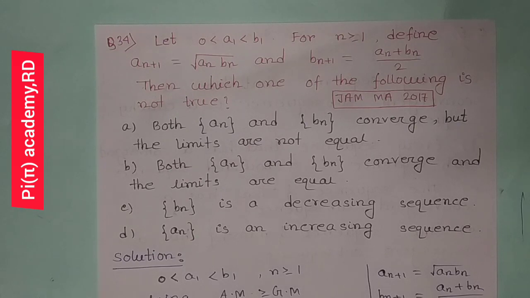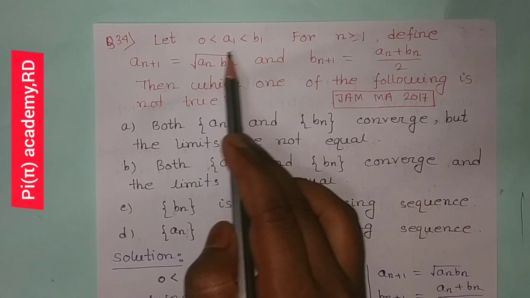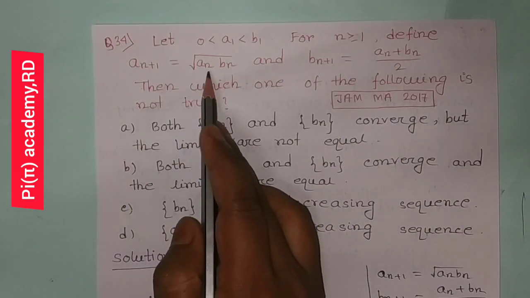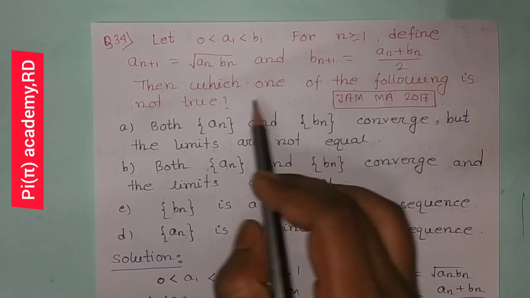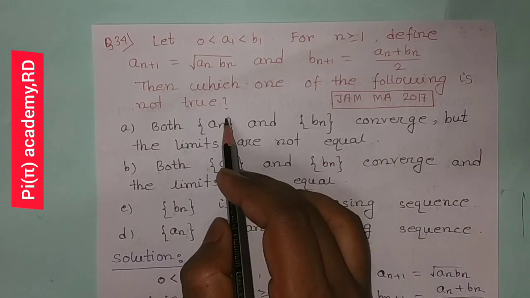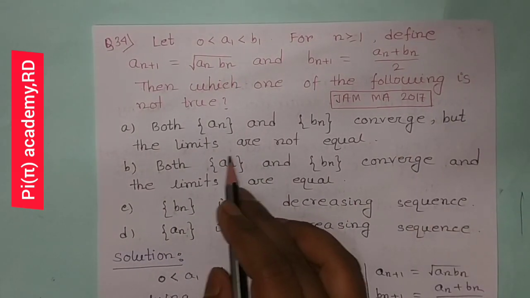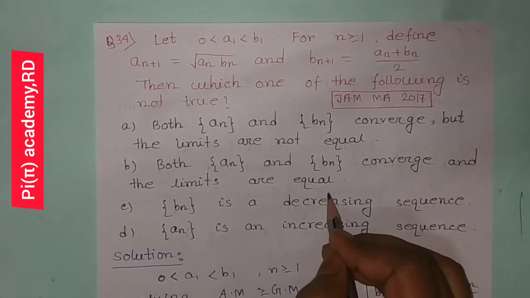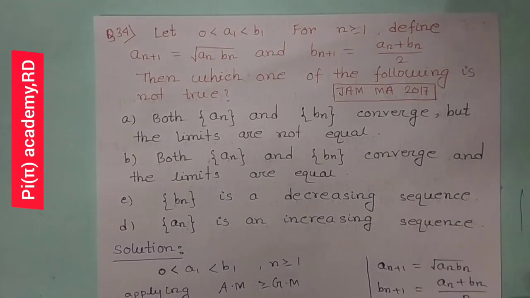Now question number 34. Let 0 less than a1 less than b1, and for n greater than or equal to 1 define a n plus 1 equal to root over a n b n, and b n plus 1 equal to a n plus b n divided by 2. Then which one of the following is not true? Both a n and b n converge, but the limits are not equal. Both a n and b n converge and the limits are equal. b n is a decreasing sequence and a n is an increasing sequence.